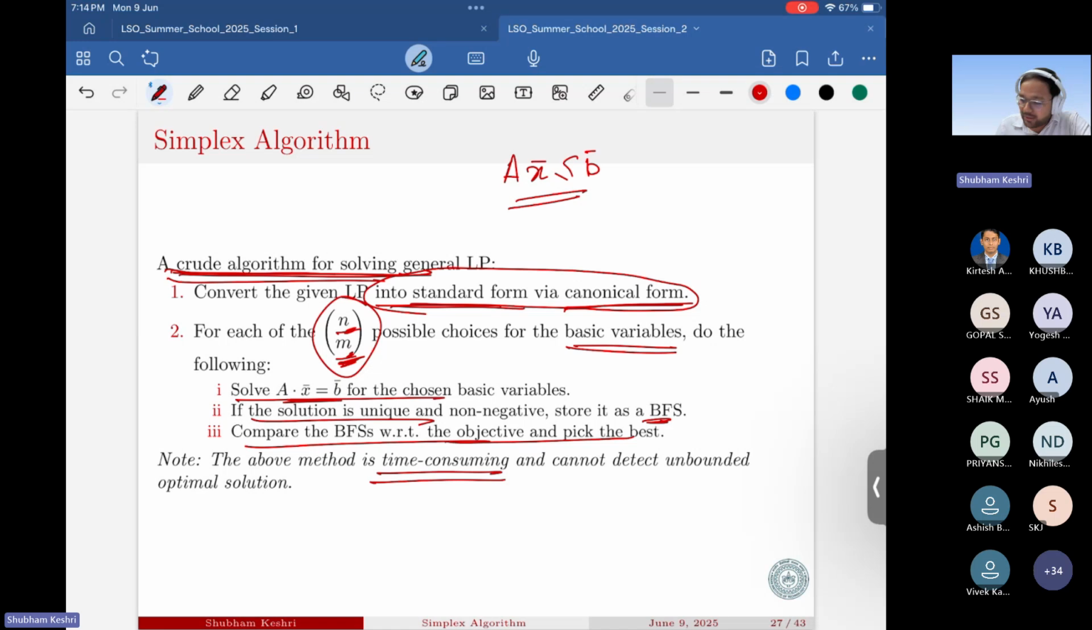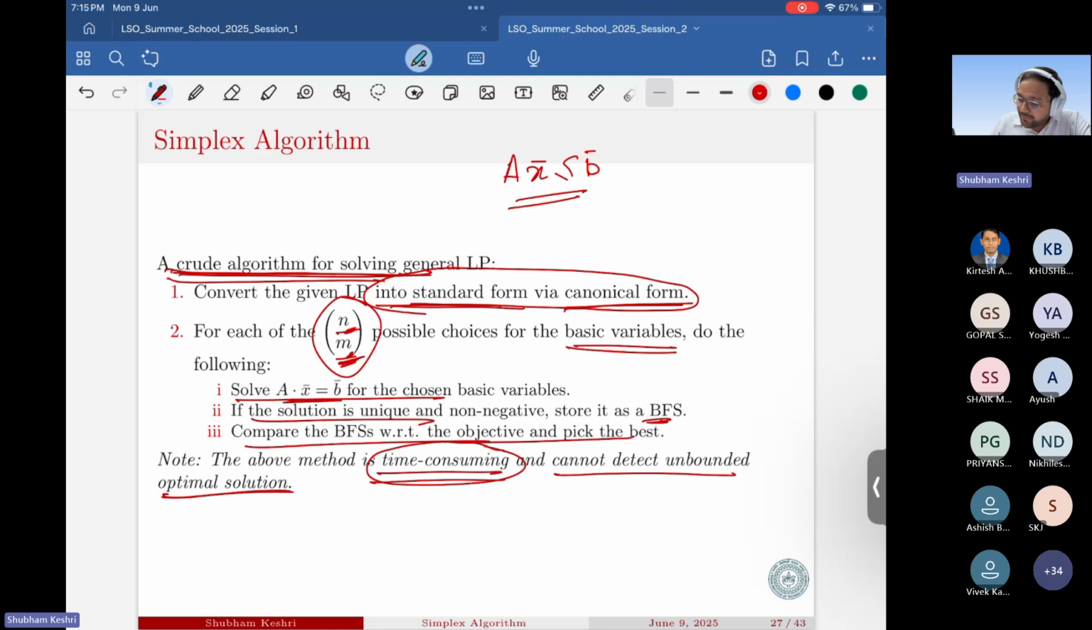There are two drawbacks to this algorithm. First of all, it is time consuming. And the second drawback, which is more important, worse than the first, is that it cannot detect an unbounded optimal solution. There is no way to identify an unbounded optimal solution using this framework. So what we will do now is refine this framework. When we refine it, we will try to find ways of identifying unbounded optimal solutions as well.